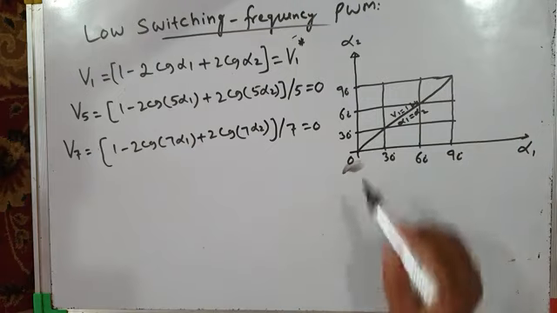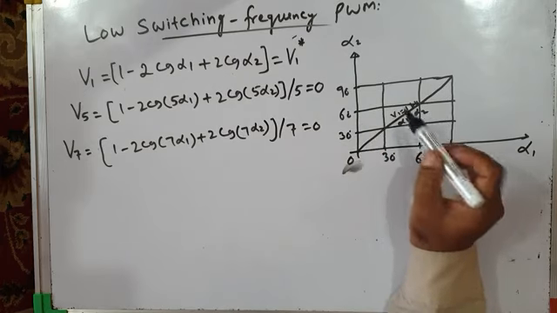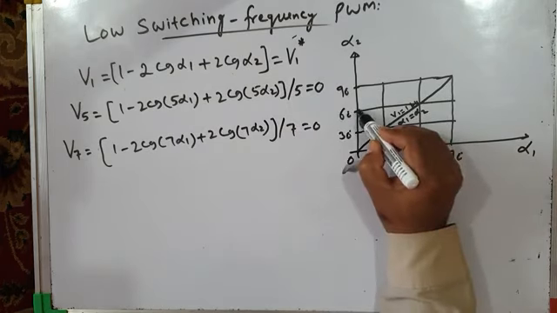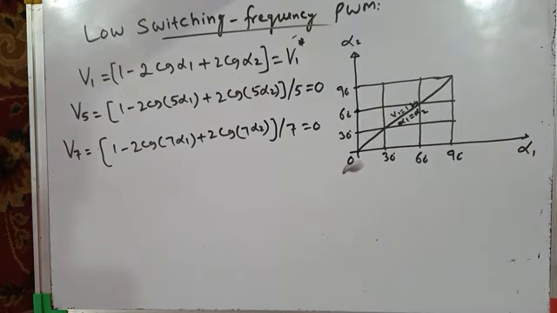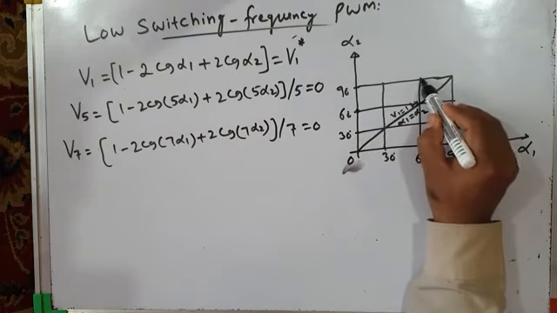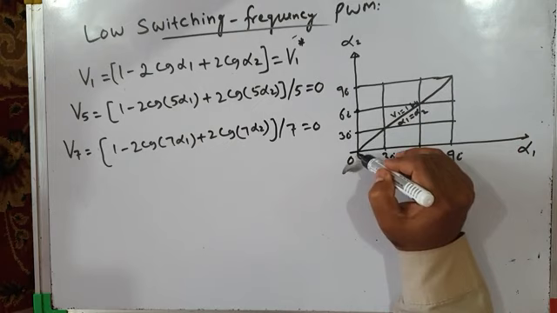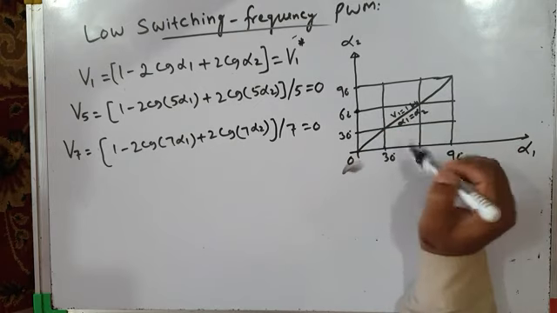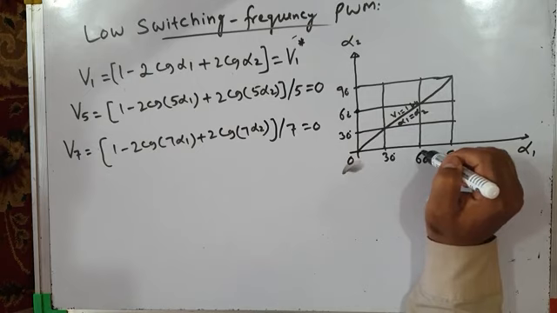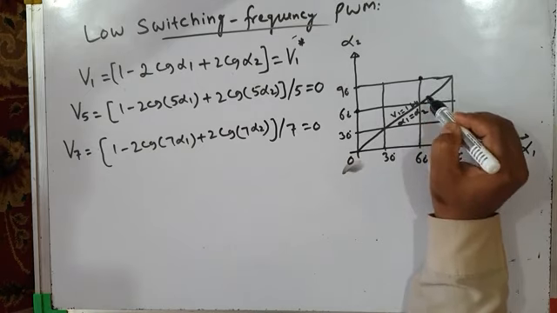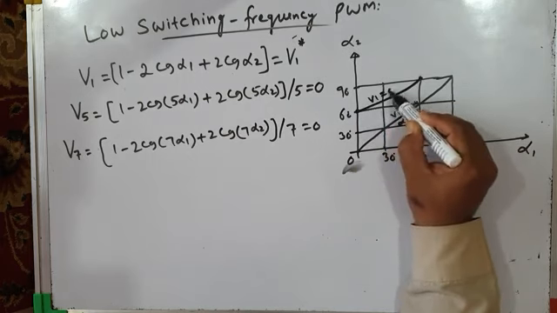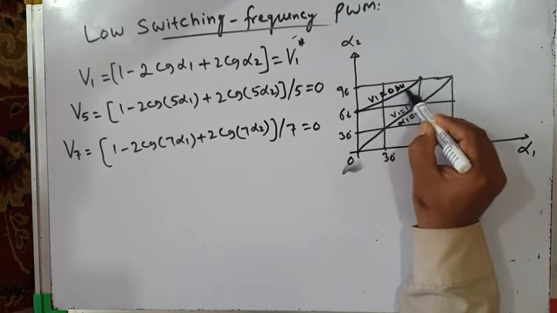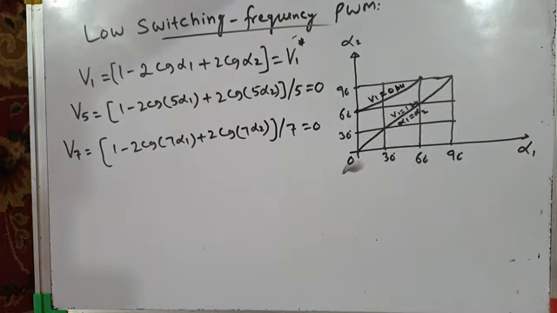Fine. Then if you want V1, that is the fundamental component of voltage, equal to 0, this is the point. Alpha 1 equal to 0 degree and alpha 2 equal to 60 degrees gives V1 equal to 0, and alpha 1 equal to 60 degrees and alpha 2 equal to 90 degrees also gives V1 equal to 0. And then this is the contour of V1 equal to 0 per unit. Along this curve, you have different combinations of switching angles, alpha 1 and alpha 2, which will ensure V1 equal to 0.